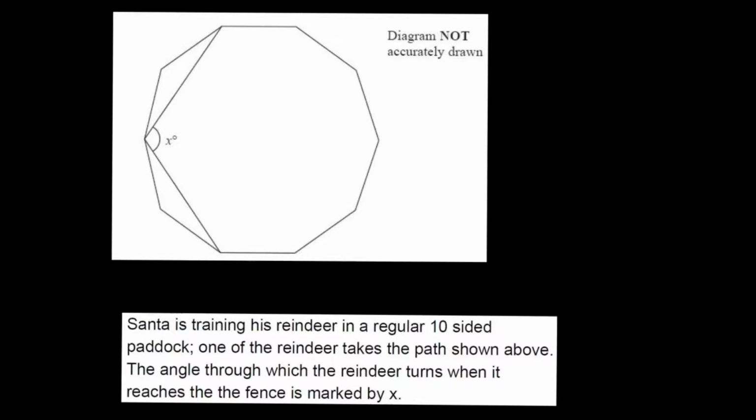Santa is training his reindeer in a regular 10-sided paddock. One of the reindeer takes the path shown above, and the angle through which the reindeer turns when it reaches the fence is marked by this angle here, X.